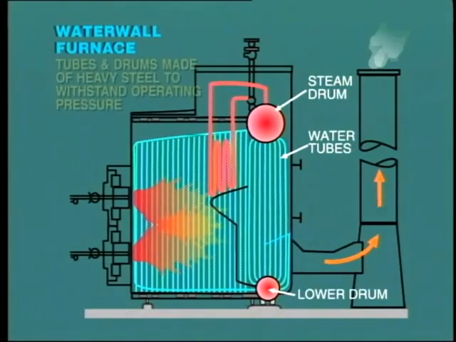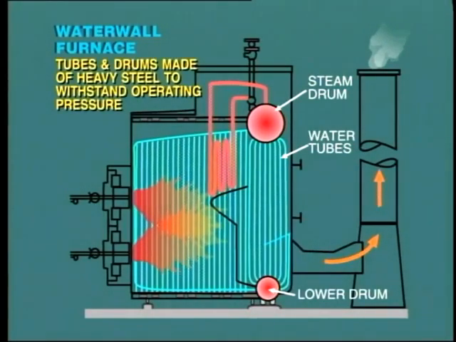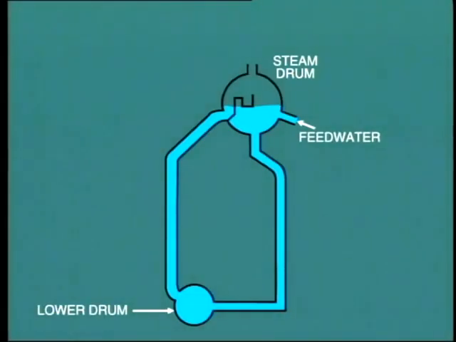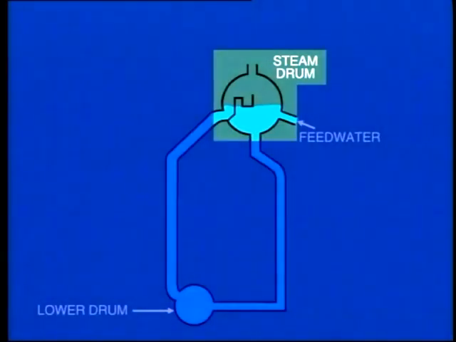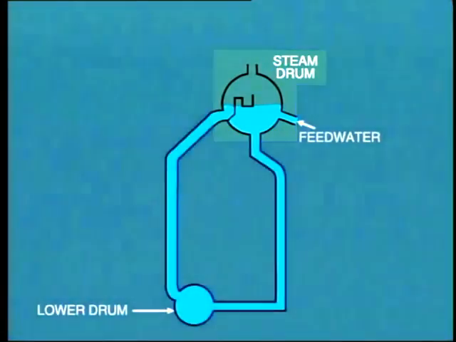The tubes and the drums are made of heavy steel, sufficient to withstand the operating pressure of the boiler. The upper drum, often known as the steam drum, contains water at the operating level. During operation, steam fills the space above the water. The boiler tubes and lower drum are also full of water.